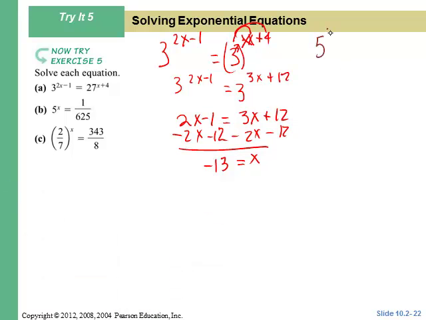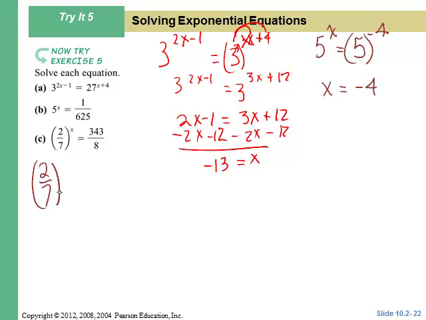5 to the x equals 5 to the negative fourth. So x equals negative 4.